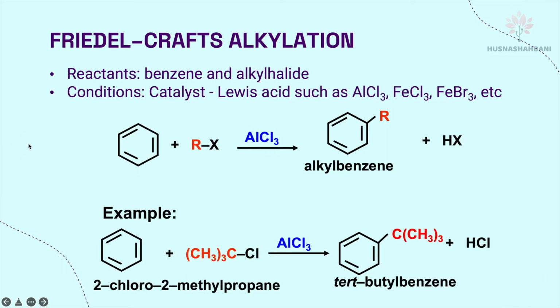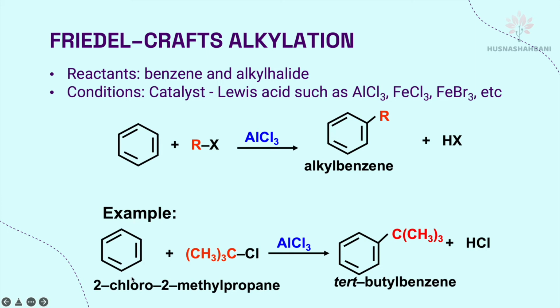Next, Friedel-Crafts alkylation. Reactants are benzene and alkyl halide. Condition: catalyst Lewis acid such as AlCl3, FeCl3, FeBr3, and etc. So benzene is a reactant, alkyl halide is the second reactant. The R group can be any alkyl group, and X must be a halogen atom.